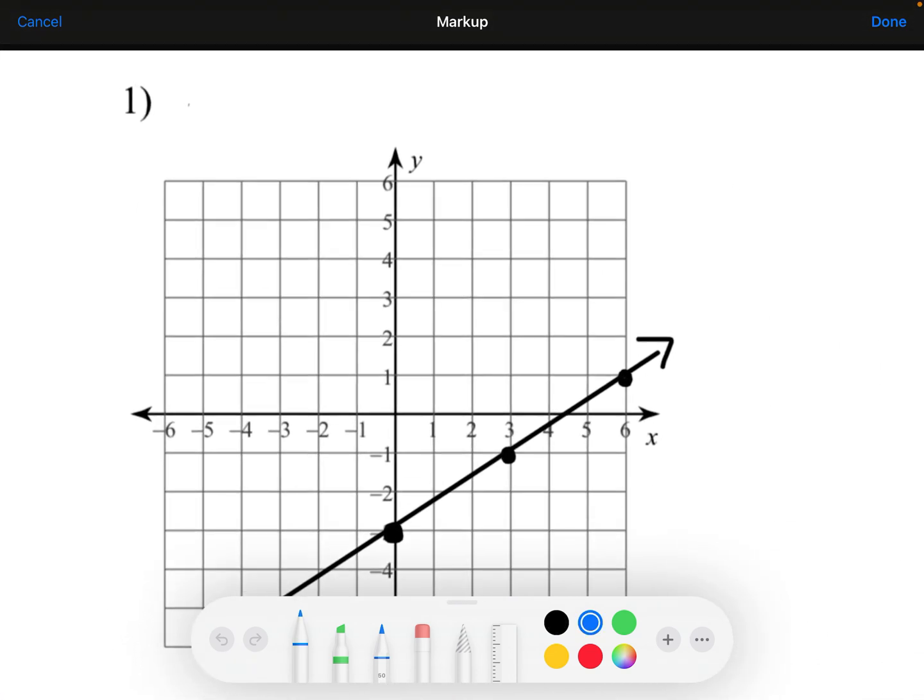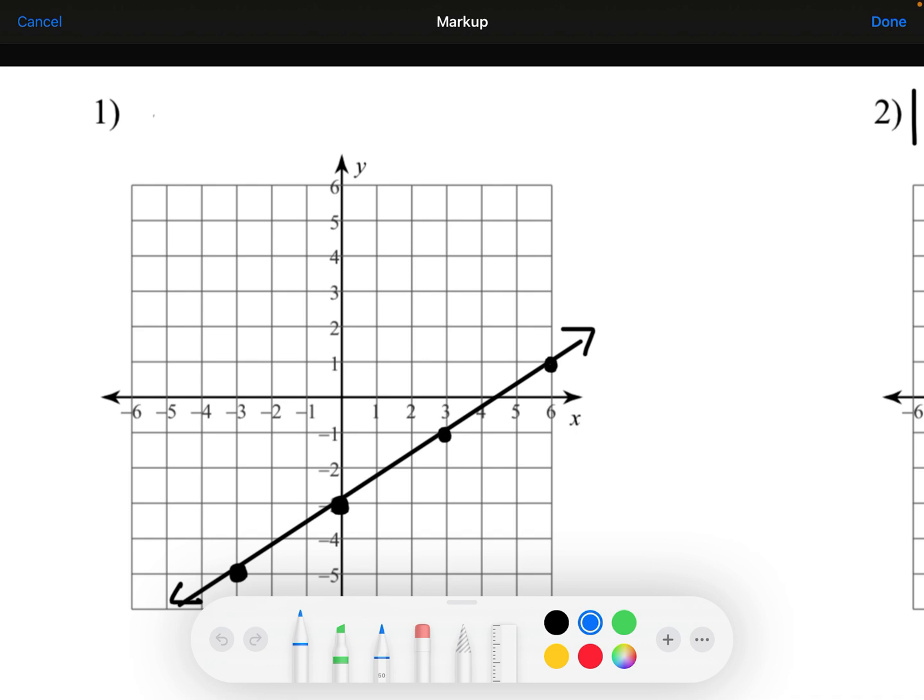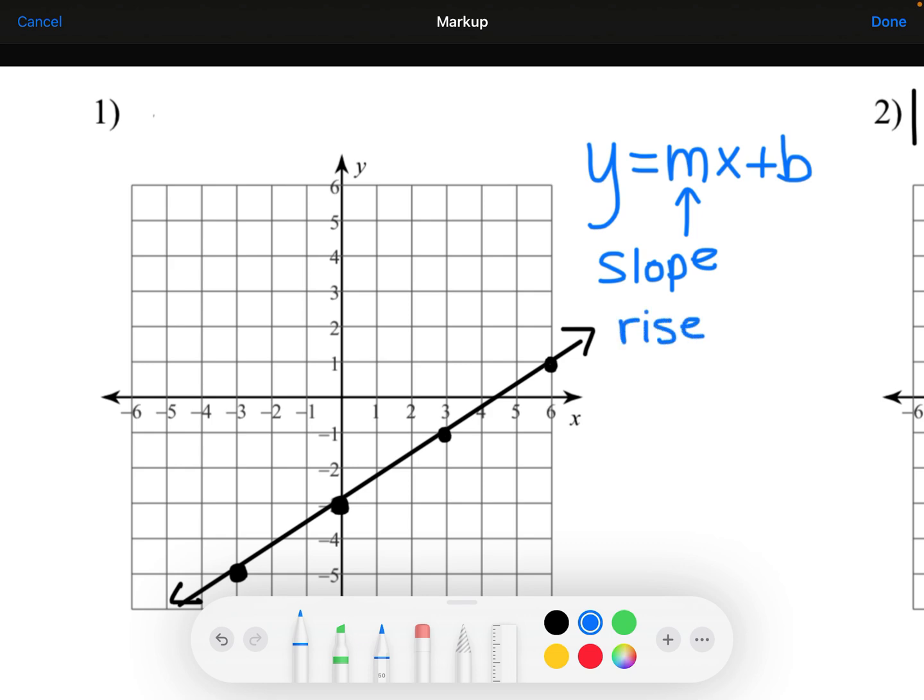So first, let's recall what slope-intercept form is. Slope-intercept form is y equals mx plus b, where m is the slope, which is rise over run. This talks about the steepness of a line. The b is the y-intercept. The y-intercept is where the line crosses the y-axis, and this is where we want to start.